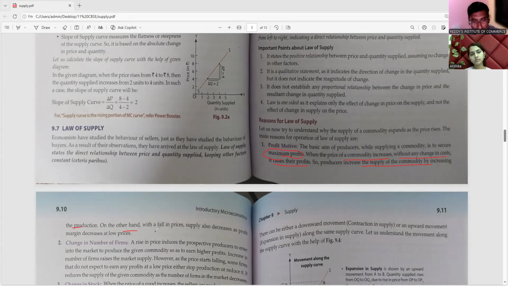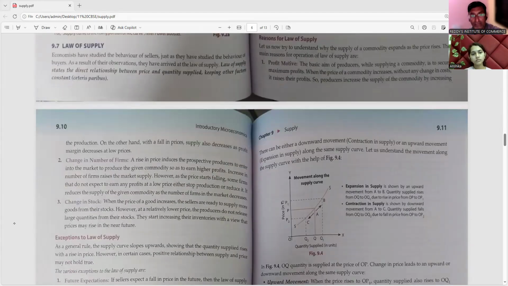On the other hand, with a fall in price, supply also decreases as the profit margin decreases at a low price. If he decides to charge a lower price, obviously he'll get less profitability, as well as the second factor affecting supply: low price, low supply, and low profitability.